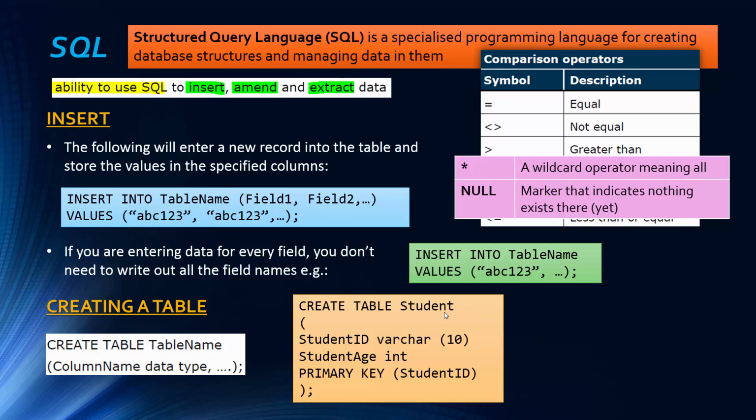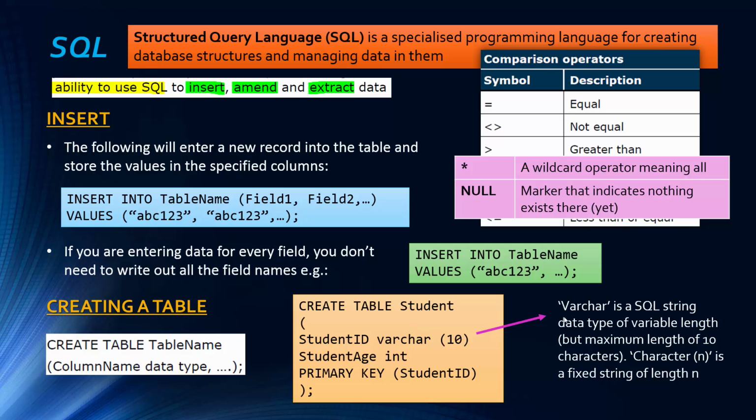What we're doing here is saying we're going to create a table called student, and this is us specifying our column names or our fields. The first one is called student ID, and this is saying that this is the data type. The data type is varchar, which is a variable character. So it's basically a variable string, so it can be of any length up to 10. This is our maximum length, and I've set this at 10. And this is going to be our ID.